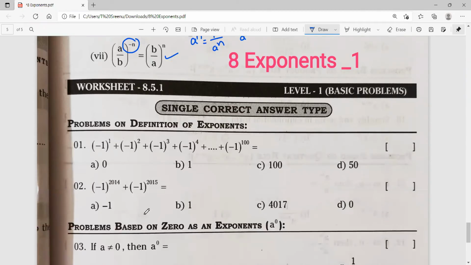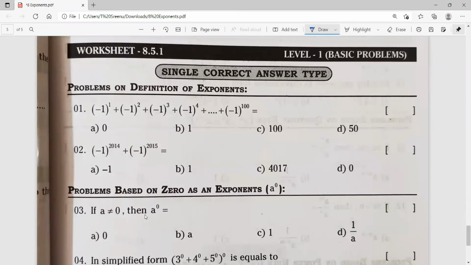So let's check the questions. Minus 1 power 1, minus 1 power 2, minus 1 power 3, up to 100 terms. Minus 1 power 1, minus 1 power 3, minus 1 power 5, and minus 1 power 2, minus 1 power 4, minus 1 power 6. So these are odd powers, we get minus 1. These are even powers, we will get plus 1.